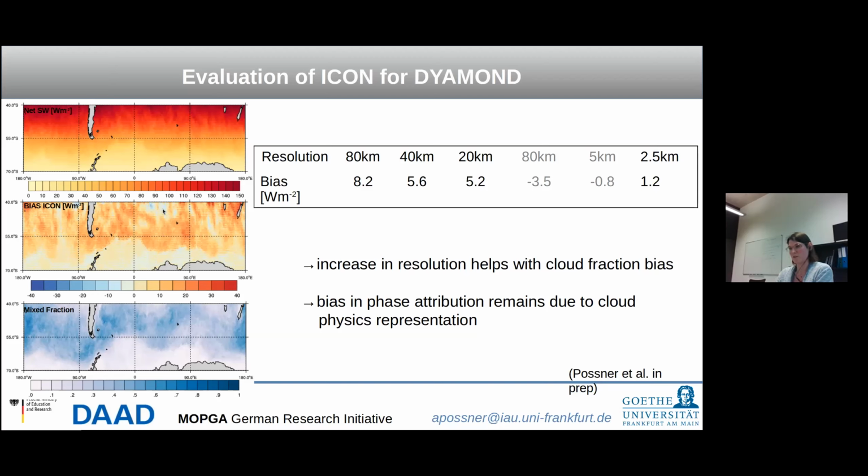clouds. And as you go down in resolution, the pure liquid clouds become more reflective, which compensates for part of this red bias. So although the table here would suggest that the problem gets better with resolution, it's actually in large part due to a combination of competing biases. So it doesn't go away, even if you run your climate model in the end at a 2.5-kilometer resolution, this mixed phase cloud problem in ICON still persists.